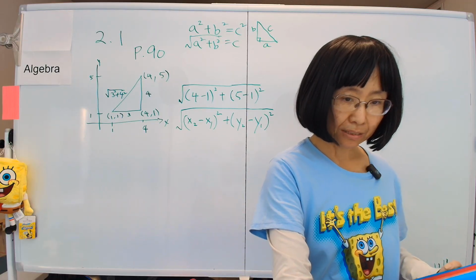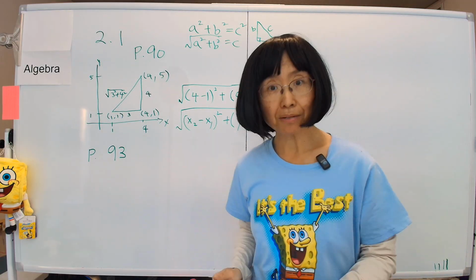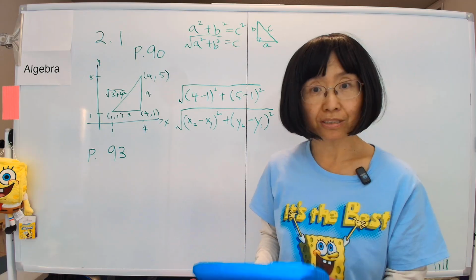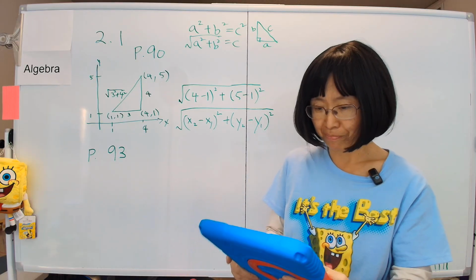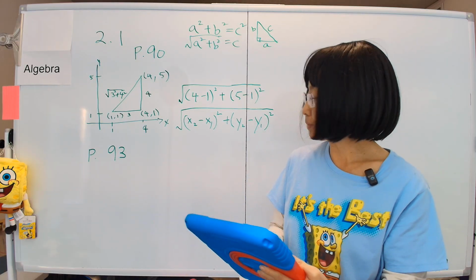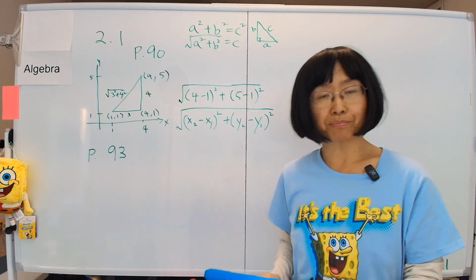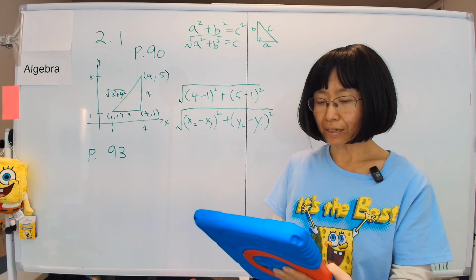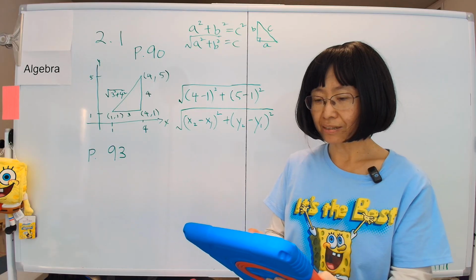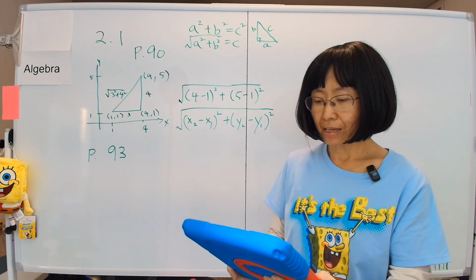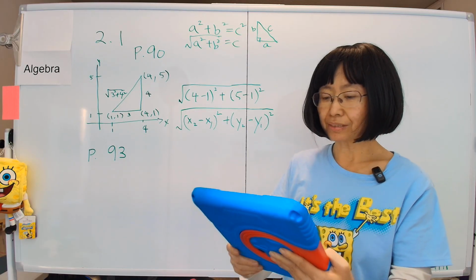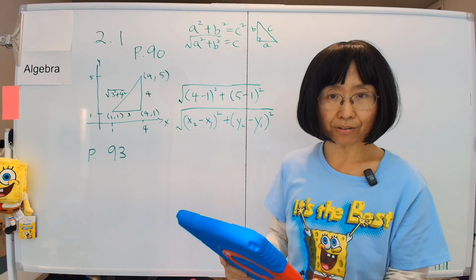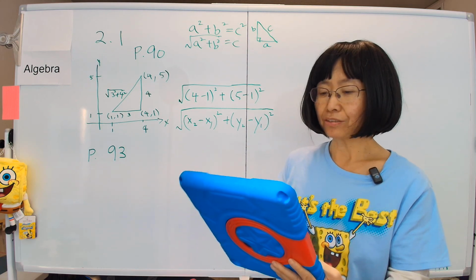So next, we're going to skip example 6. It has too many words for too easy of a problem. So let's go straight to page 93 where we consider the midpoint formula. The midpoint formula is, if you have 2 points, what is the middle of it? The middle of it is what you get by calculating the average of the 2 values.